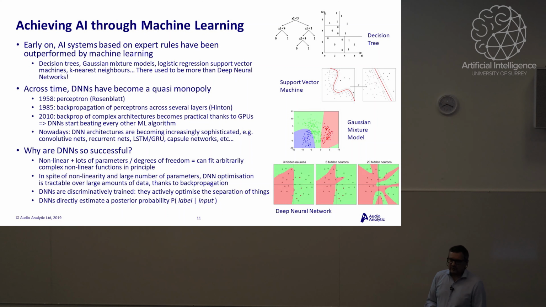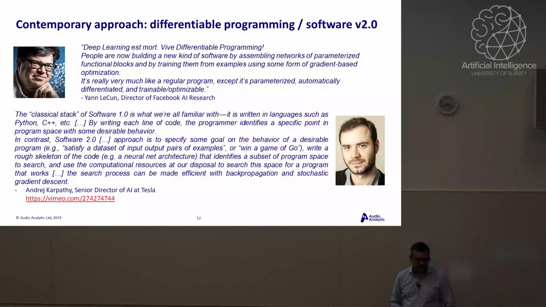There is something interesting, which is the question of what's the next stage. Okay, we have DNNs, but what are they evolving towards? There is that notion of differentiable programming, also known as software version 2.0. Pardon the amount of text on this slide, but this is a quote from Yann LeCun, the director of Facebook AI Research. He says, "Deep learning and more with differentiable programming. People are now building a new kind of software by assembling networks of parameterized functional blocks and by training them from examples using some form of gradient-based optimization. It's really very much like a regular program, except it's parameterized, automatically differentiated, and trainable/optimizable."